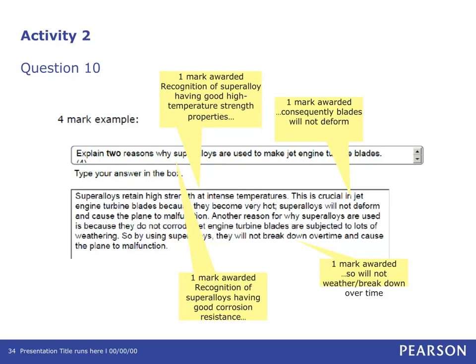This is the learner's response to question 10, with an explanation of how the marks were awarded. 4 marks awarded here. The first 2 marks for recognizing that the blades will not deform because the superalloy has good high-temperature strength properties. The second explained reason recognizes that superalloys have good corrosion resistance, so will not weather or break down over time.